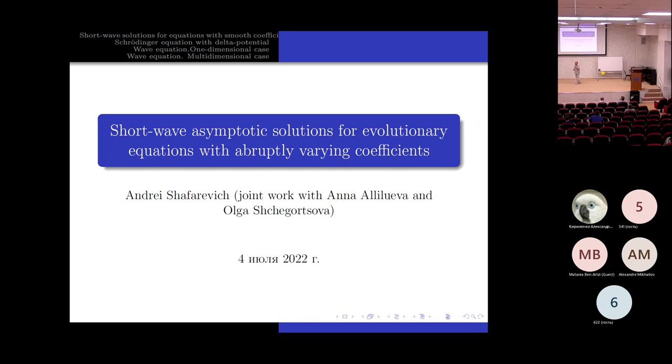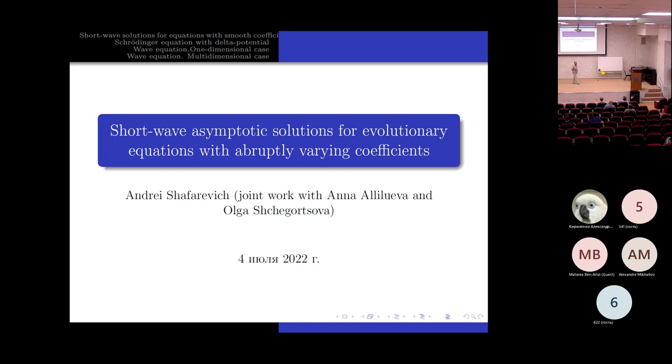And my talk will be about shortwave asymptotics for partial differential equations of evolutionary type in the case when the coefficients of these equations contain singularities of certain types. It is very well known that if we deal with shortwave asymptotics for evolutionary equations with completely smooth coefficients, then there is a famous theory. Mathematically, it was formulated by Viktor Pavlovich Maslov.